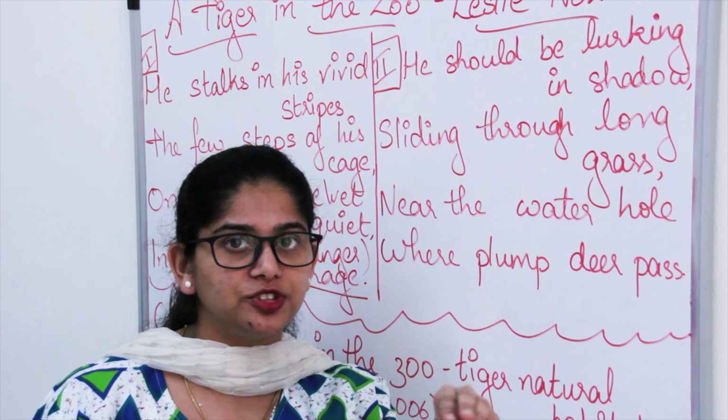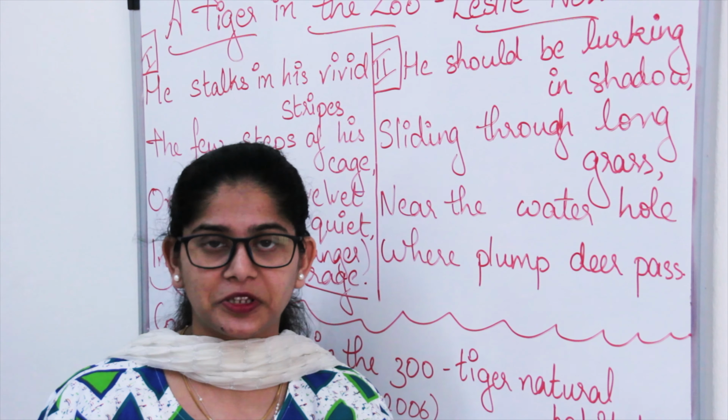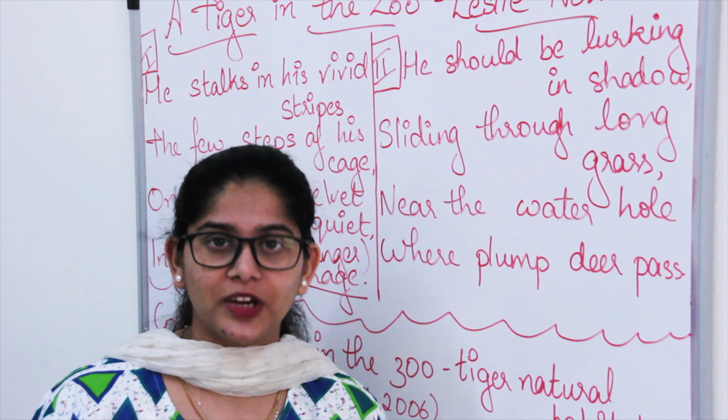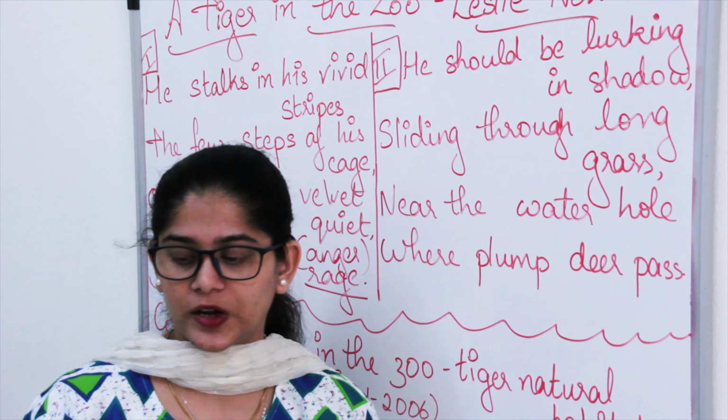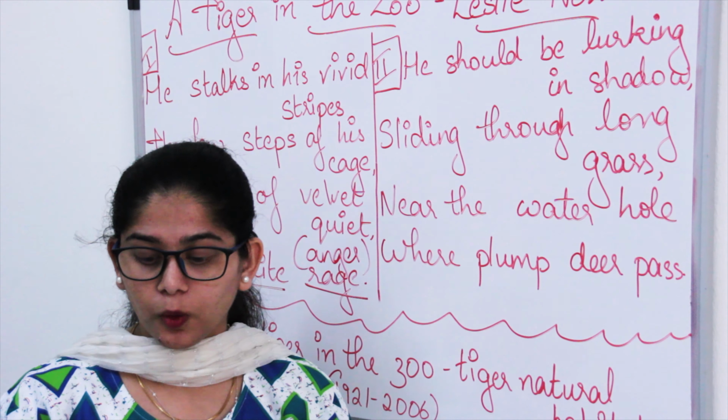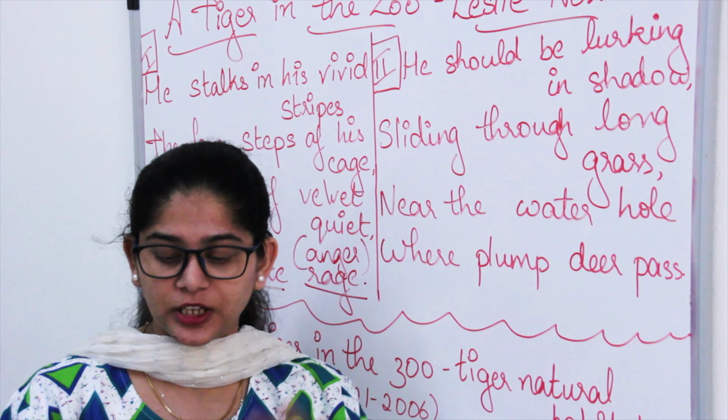So the tiger knows all this information. Who taught that information? We don't know, but still the tiger knows everything. Maybe the way it's observing things. So the tiger is actually literally hiding near the grass, near the water hole. So all these things are happening in the forest.